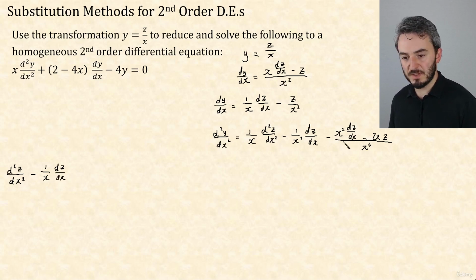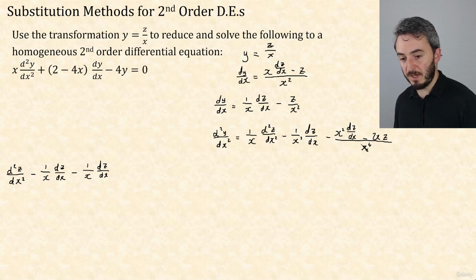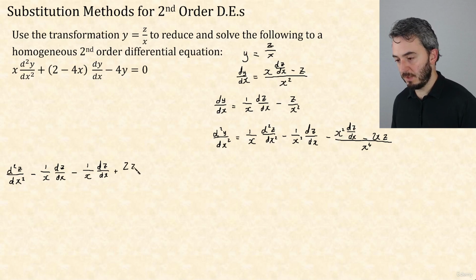Let's see if I can simplify this as I go. So if I just did that divided by that, I'd get 1 over x squared dz by dx, and by multiplying by x, that's minus 1 over x dz by dx. Then it's minus minus, so I would have plus 2z over x cubed, but it's now plus 2z over x squared because I multiply by x. Okay, so this is what I've got so far.